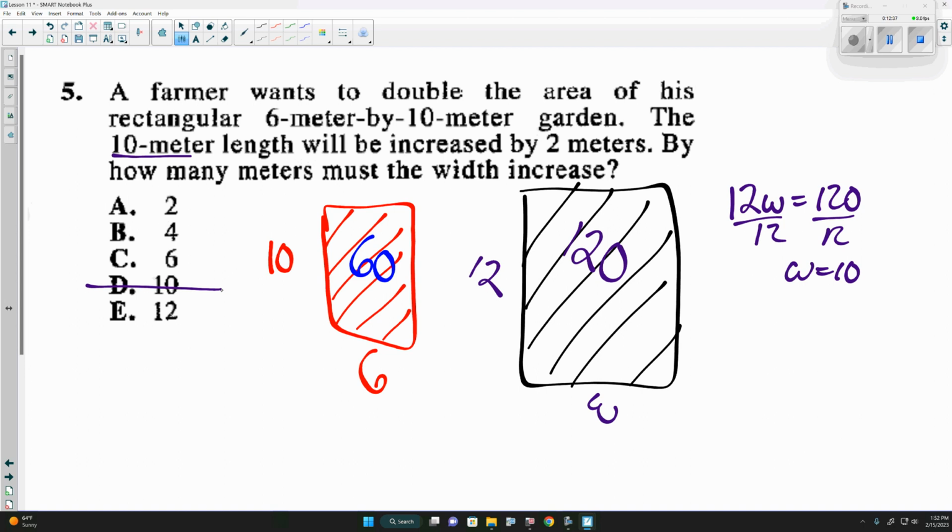How many meters would it be increased? So we're going from what, 6 to? So again, sometimes it's good to pay attention to what it is asking, because the new width would be 10. That is the correct length. We just have to read the question.